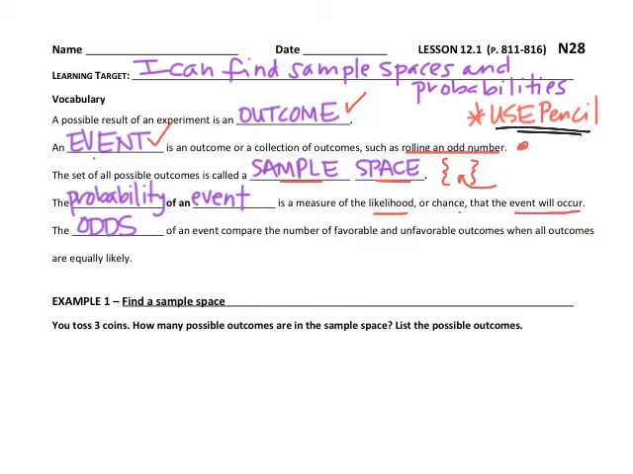The odds of an event compare the number of favorable and unfavorable outcomes when all outcomes are equally likely. So the odds of rolling an odd number on a die are the same as rolling an even number. So we would have 3 out of 6 to roll an odd number, and 3 out of 6 would be unfavorable because we'd be rolling an even number. So all of these terms are pretty much new to you. So as we go through this lesson, it's important that you write down any questions that you might have so that we can answer those questions in class.